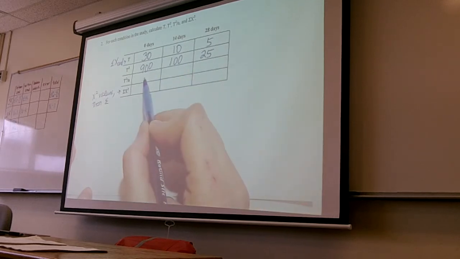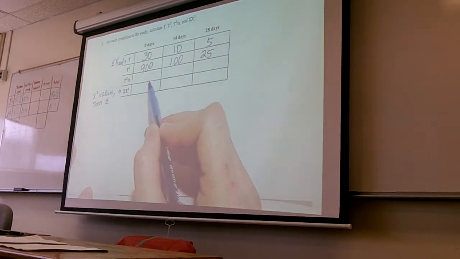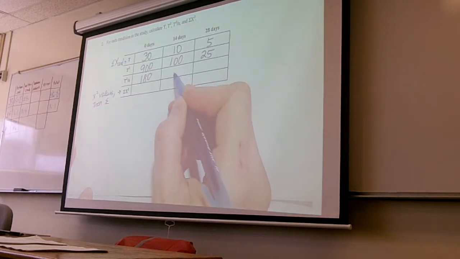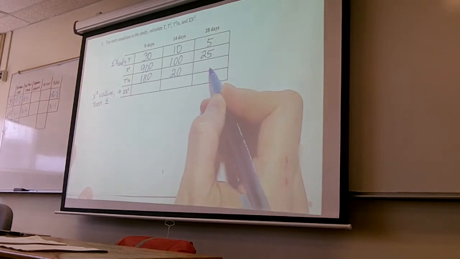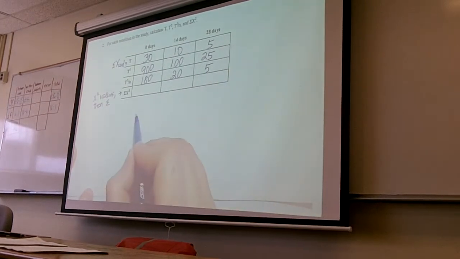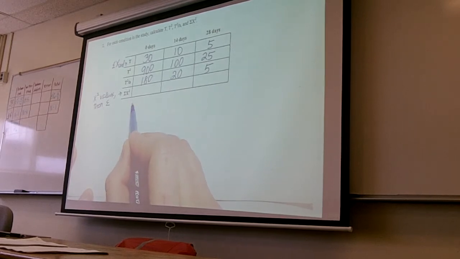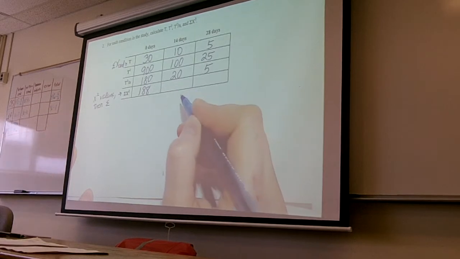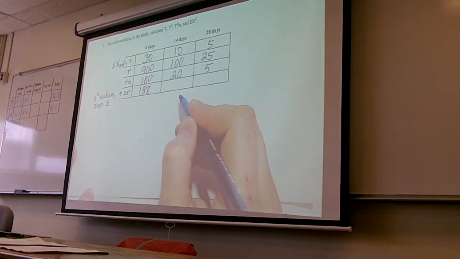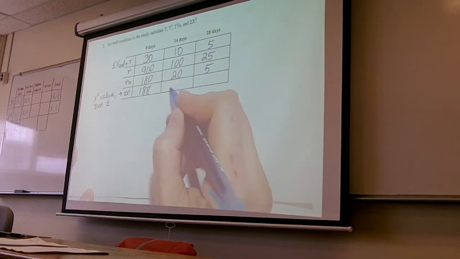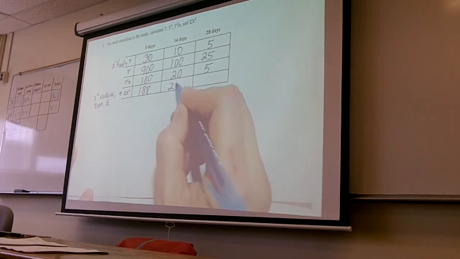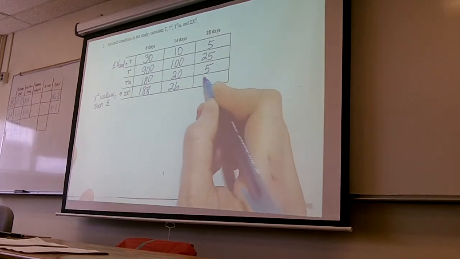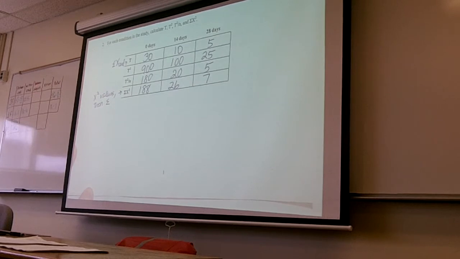Okay, and T squared over n for 0 days? 180. And for 14 days? 20. And for 28 days? 5. Okay. And the sum of X squared for 0 days? 180. And for 14 days? 26. All right. And for 28 days? 7? Okay.